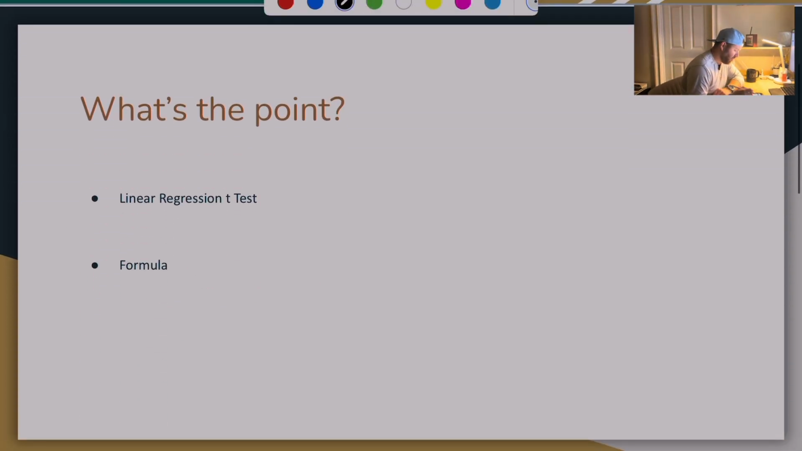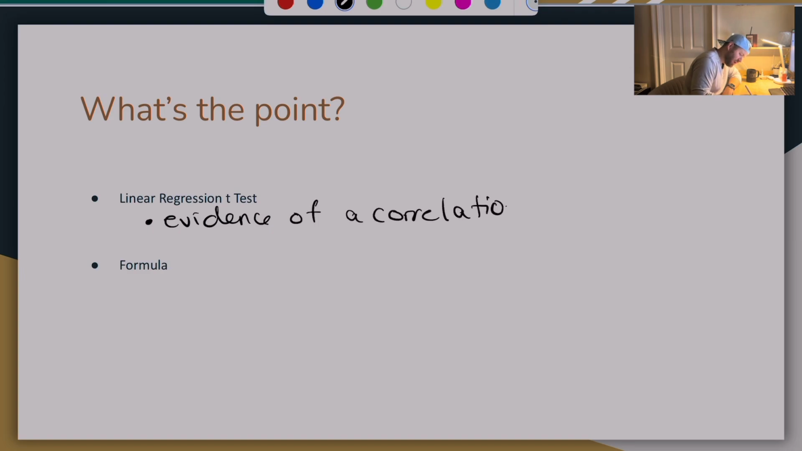Now, the whole point here, again, hypothesis test versus confidence interval, is we're looking for evidence of a correlation. That is the idea. The residual plot is cool, but the hypothesis test is stronger evidence that we have a true linear relationship between these two variables.